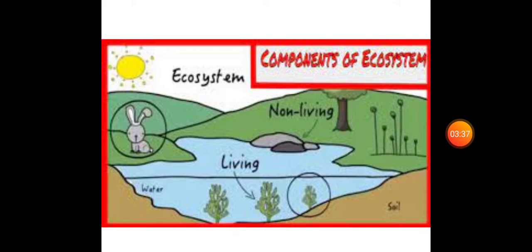Then non-living component examples: sunlight, air, water, land, sky, etc. So these are all the different types of the non-living component. So the ecosystem means the relationship between the living and the non-living component.